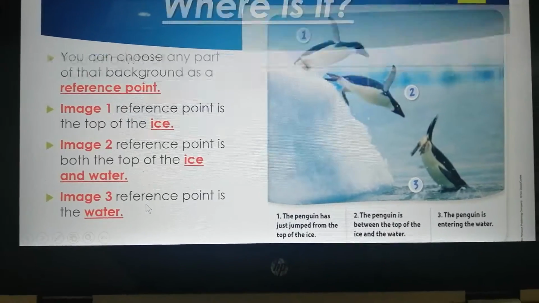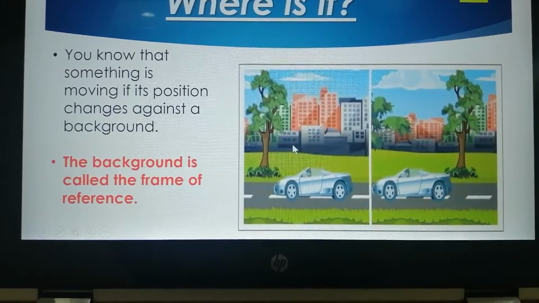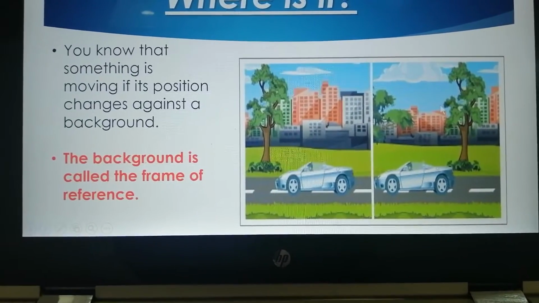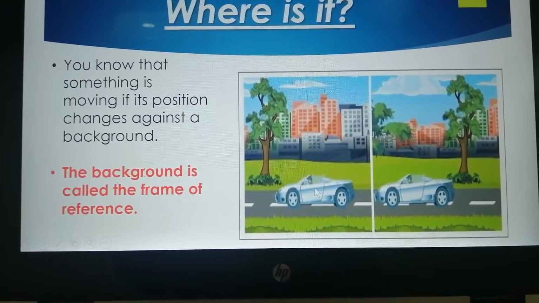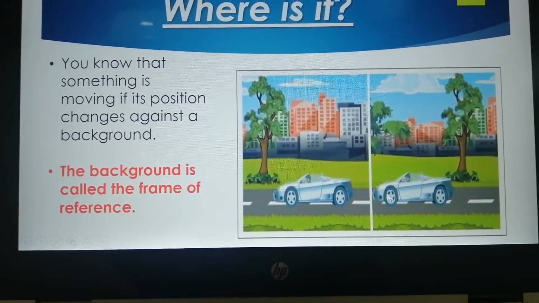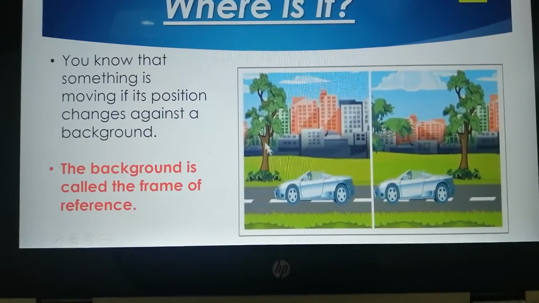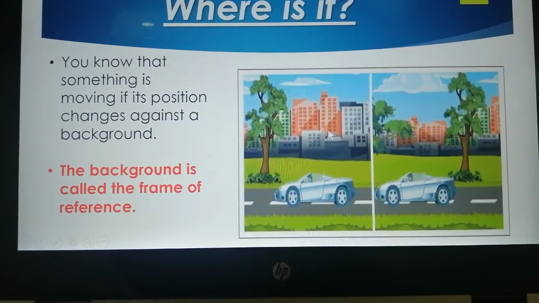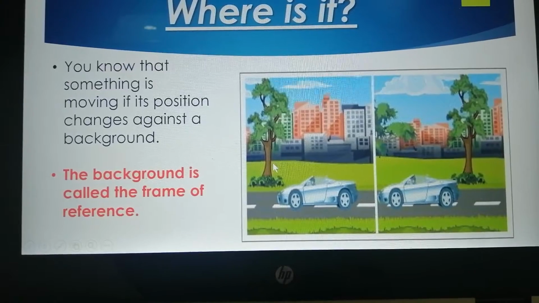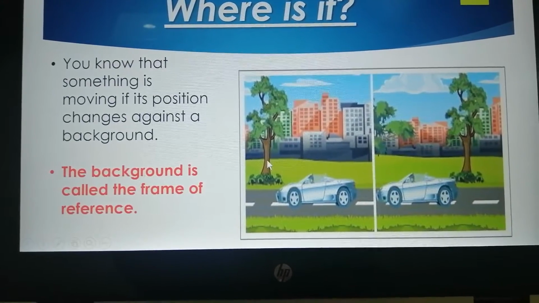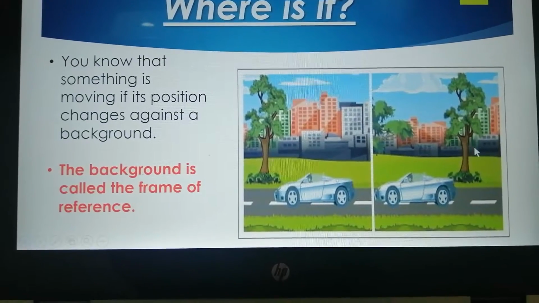So what is the frame of reference? The frame of reference is the background, the background that always tells me whether this object is moving or not. It's called the frame of reference. I can pick in this picture any point and relate the car to it. The car is behind the tree. Here the car is in front of the tree.